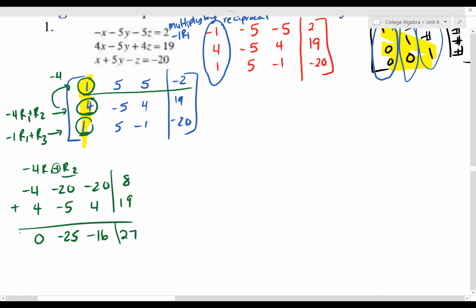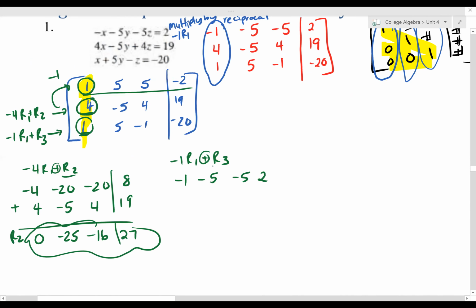So these are my new numbers for row 2. Now I'm going to do -1 times row 1 and add it to row 3. So going back to row 1, let's multiply by -1. And so those numbers would be -1, -5, -5, and 2. And I want to add these to row 3.